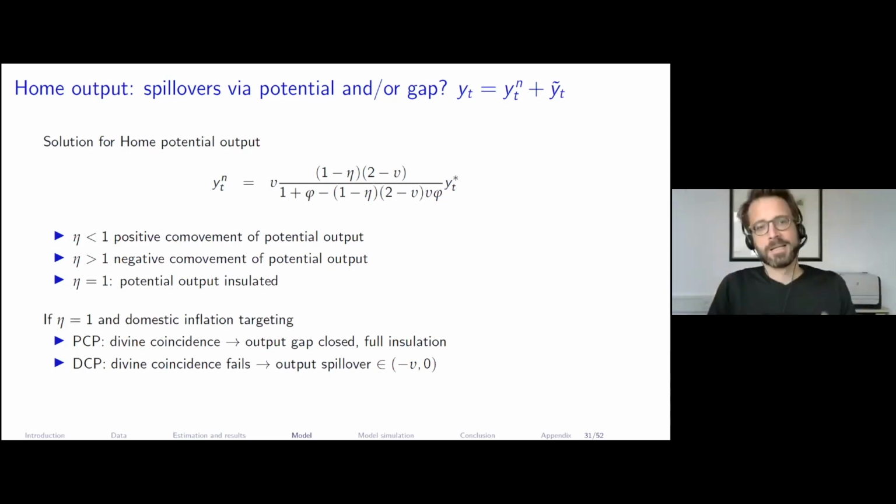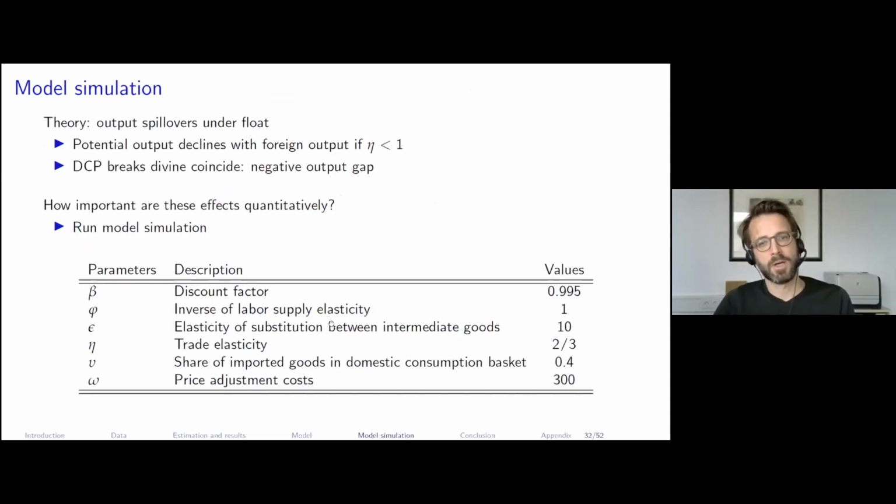Yeah. So whether you get spillovers on output depends on the response of potential output and on the response of the output gap. And the response of potential output depends on the trade price elasticity, and the response of the output gap, assuming inflation targeting, depends on whether there's PCP and DCP. That's our way to structure the discussion in the paper. And then we turn to model simulations, because we want to know to what extent this matters quantitatively, and we simulate the standard model assuming conventional values.